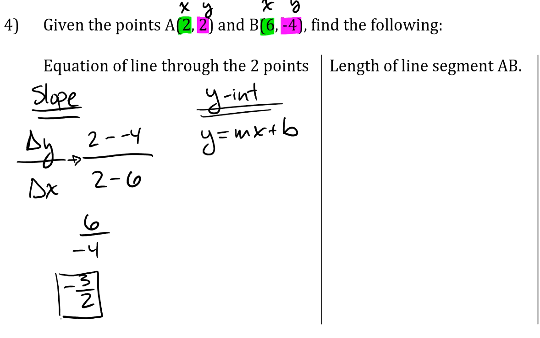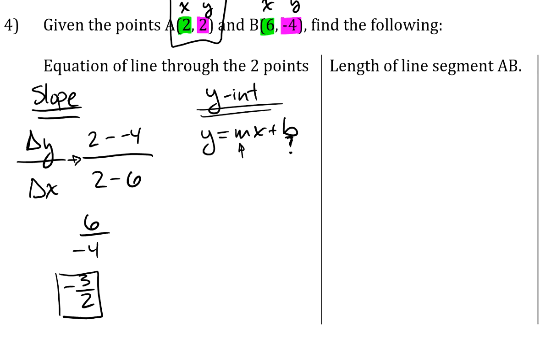Now, I know the slope. That's one of my two parameters. Right here, it's the m. I don't know b yet, and that's my y-intercept, and I'm going to find that next. To do so, I'm going to use one of my points, and it doesn't matter which point I use. I'll use this first point.